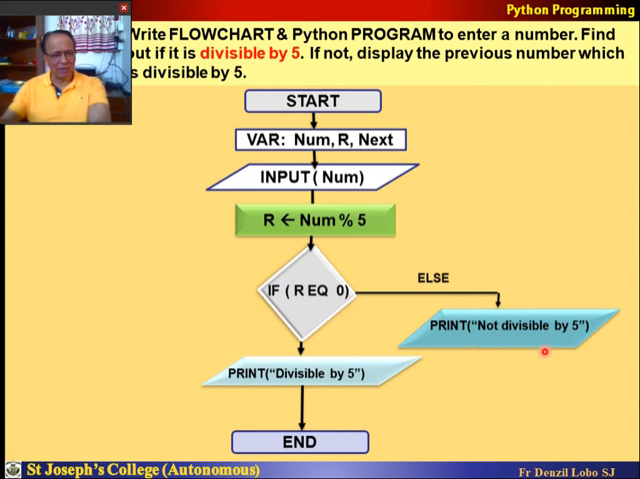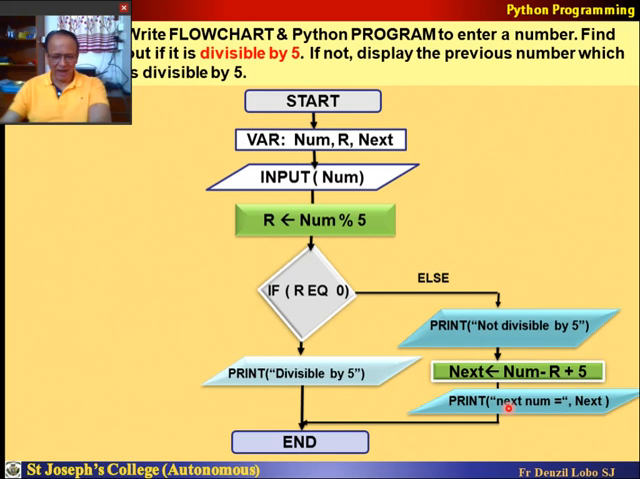How do I get the next number? You already have the formula. Therefore, the next number is the number minus remainder plus 5. And then you print that number, join this to the backbone of my flowchart, and you come to the end of the program. Therefore, the flowchart is a very, very important tool at the beginning. When you start your programming, you have to use a flowchart to analyze the program. Now it is very easy.